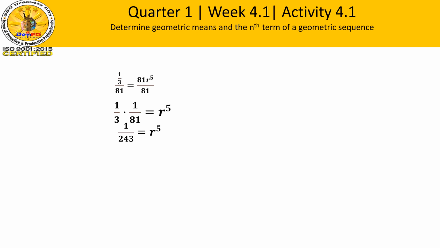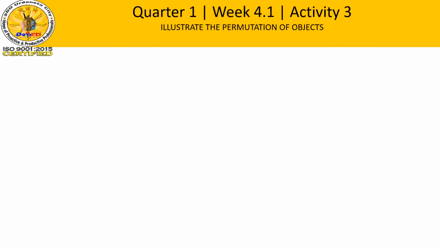So here, we'll have to extract the fifth root of both sides. So we have the fifth root of 1 over 243 is equal to the fifth root of r raised to 5. So we have now 1/3 is equal to the fifth root of r raised to 5, which is r. So okay, we'll have to multiply the ratio to the first term. 81 times 1/3, or 81 times 1 divided by 3, is 27.